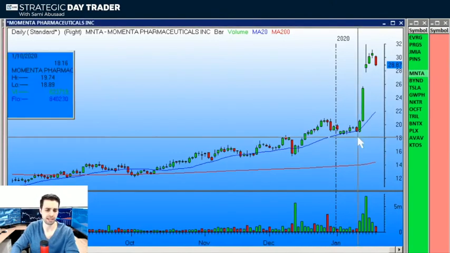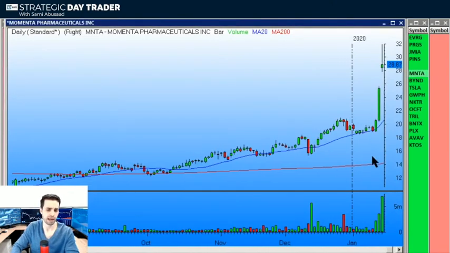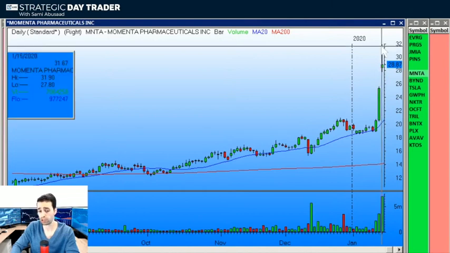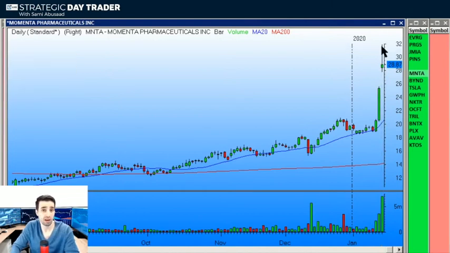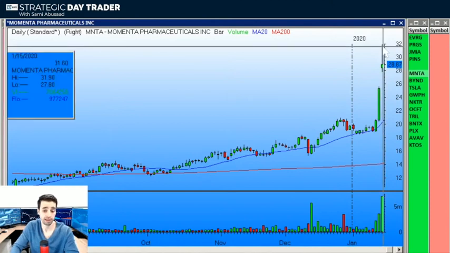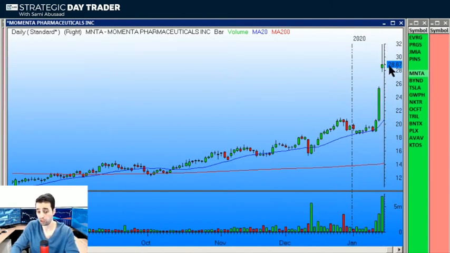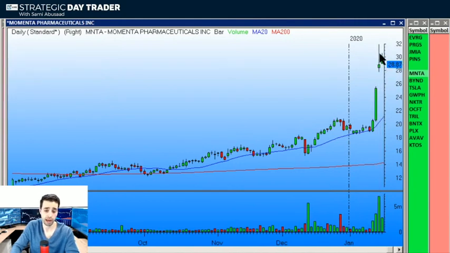Next on the list is MNTA. This one, that day, was definitely novice. It actually ran up, so it would have been a good short at the top. It was too wild, so I didn't trade it. But this would have been a good play, to short it at the top. It dropped from the top down, $3 probably, to $29 or so that day.